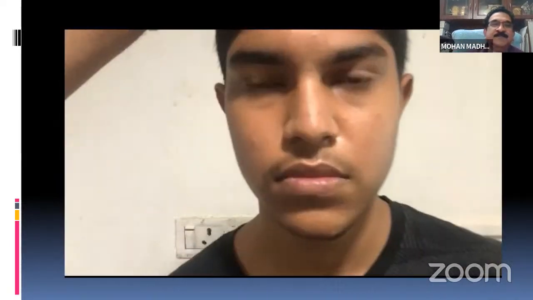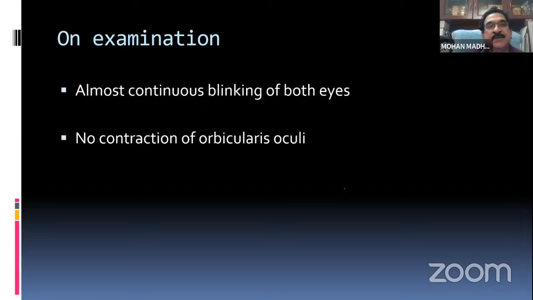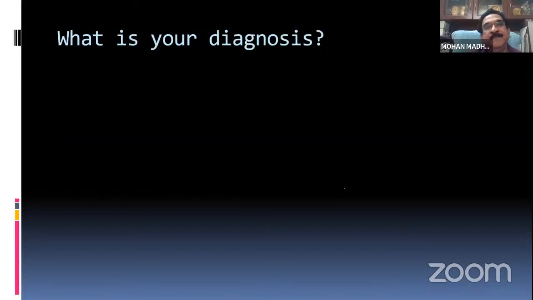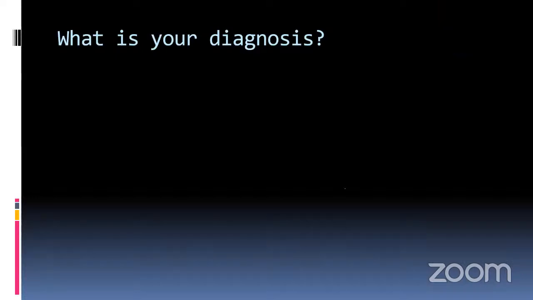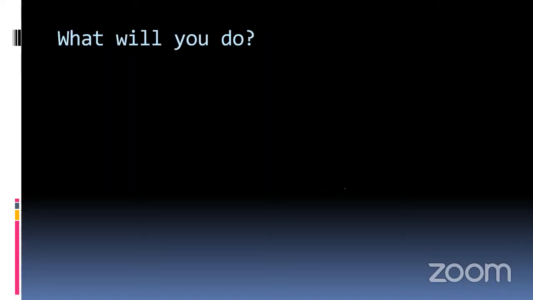So on examination, almost continuous blinking of the eyes, no contraction of the orbicularis oculi. That's what the examination showed. So what do you think the diagnostic possibility is? Either blepharoclonus or functional. Functional maybe, sir. Looks like functional. Everyone thinks functional. Okay, very good. I also thought functional. Looks like non-organic only, sir. Non-organic. And can it be a tic?